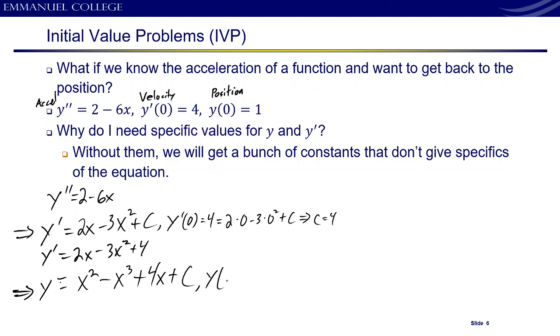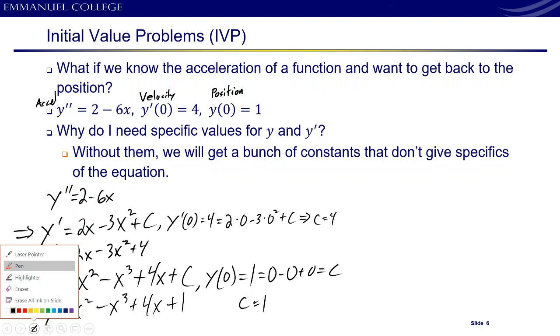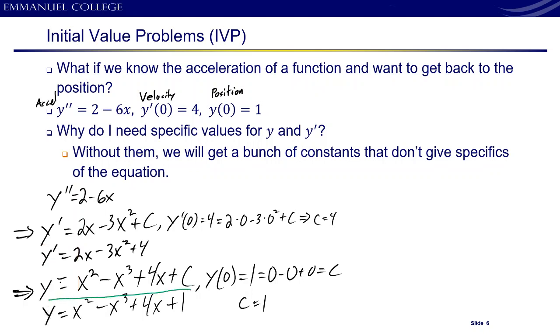Like before, I knew at y of 0, I get 1, which is going to leave me 0 minus 0 plus 0 equals c. So that gives me that c is equal to 1. So my final answer is y equals x squared minus x cubed plus 4x plus 1. And that solves the initial value problem.